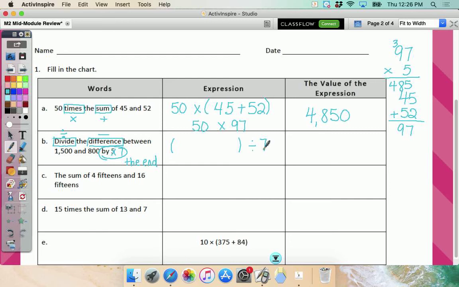Okay? So what goes inside the parentheses, Miguel? And am I adding it or subtracting it? Subtracting it. So we can do this by doing 15 minus 8. What's that? So 700 divided by 7. What's the answer? 100. Okay, let's go down to the next one.